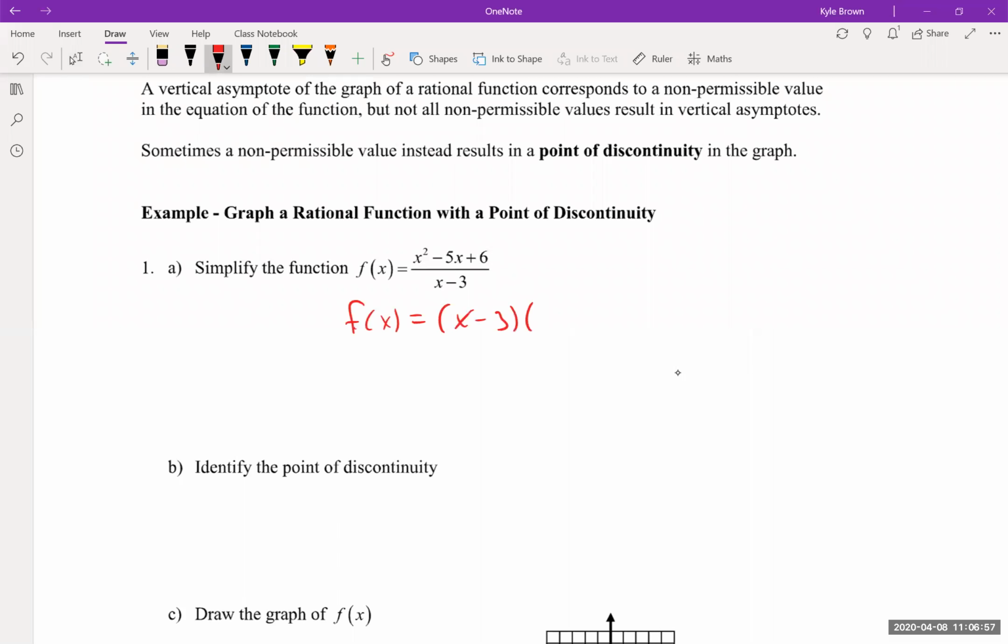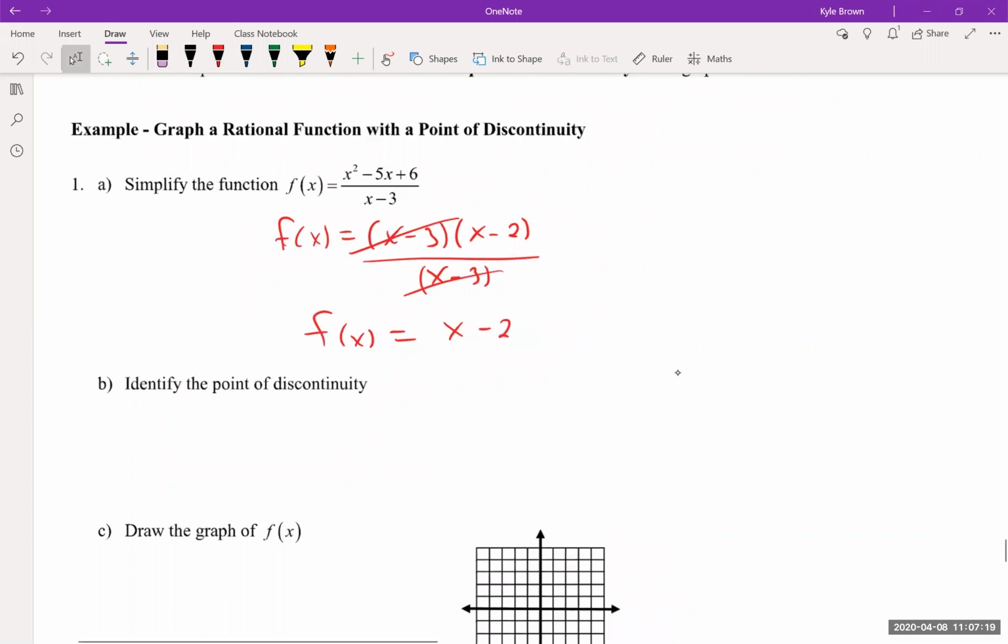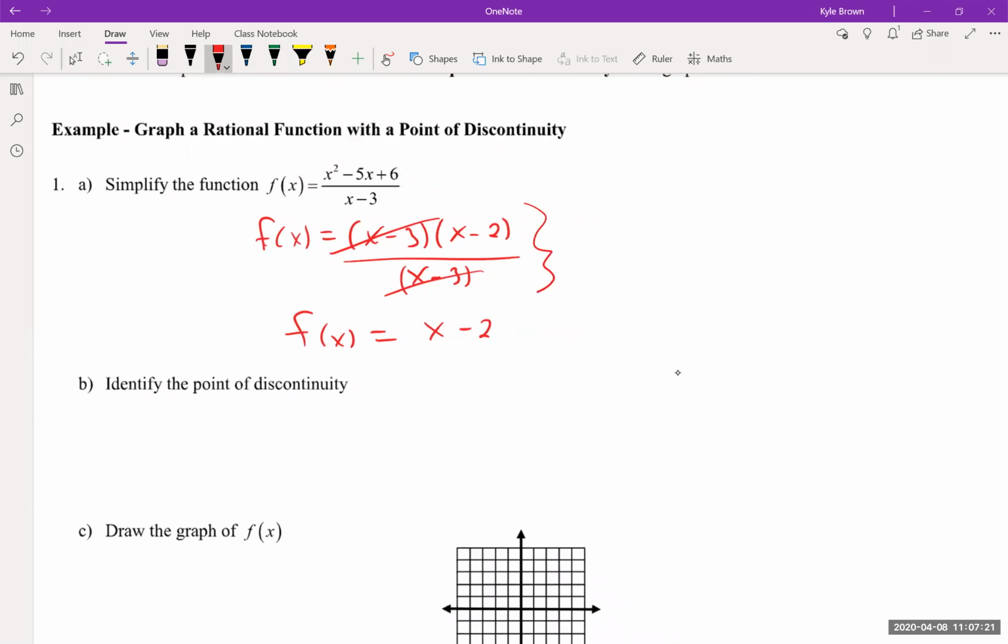Now you can see that x minus 3 on the top is going to cancel with x minus 3 on the bottom. So this function would actually simplify to just x minus 2, right? But we always have to look at the original function to figure out what the permissible values are, because this was my original function.